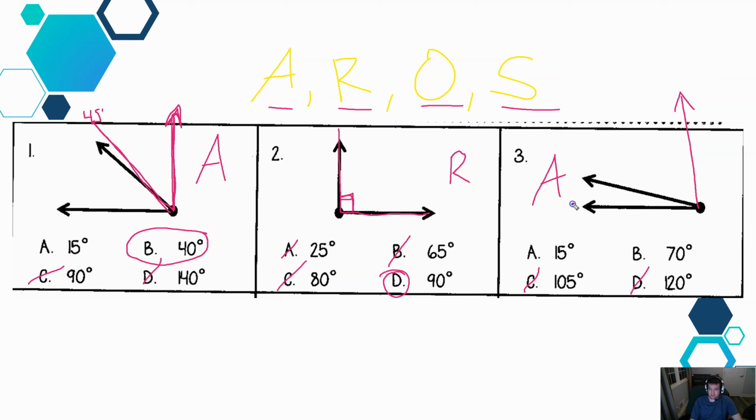Well, if it was 15, it'd be closer to the 0. If it was 70, it'd be closer to the 90, right? Well, it looks like it's pretty close to the 0. This is not that big of a turn. So it's probably 15 degrees because a 70 degree angle would probably be more like this. This right here would probably be 70. So I'm going to go with 15 degrees.